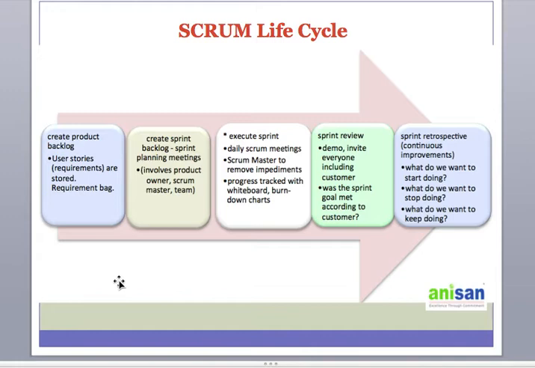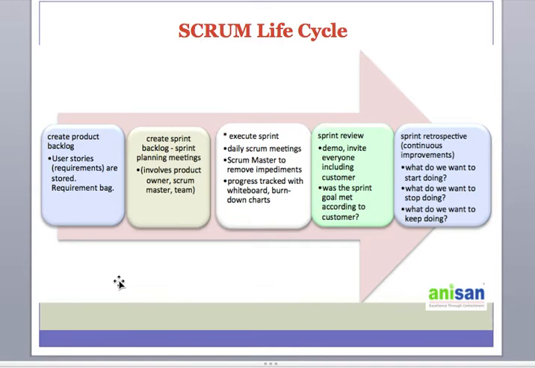Then after the sprint, there is something called the sprint retrospective meeting. As we mentioned, this is very agile, so after every sprint we change the strategy or try to improve for the next sprint. What we do here is talk about what we want to start doing, meaning something we have not done earlier, something new we want to introduce.